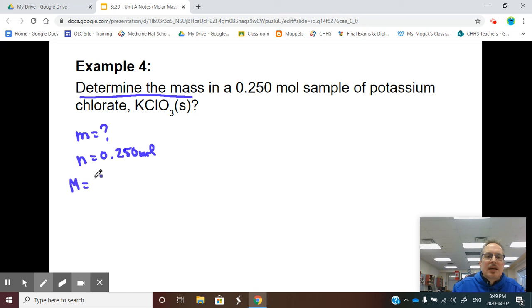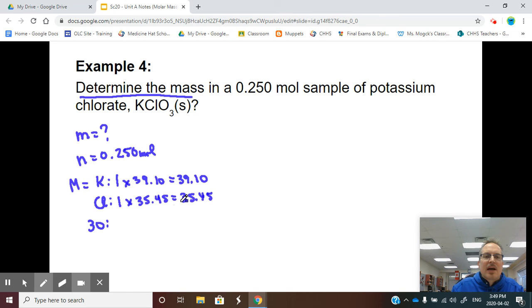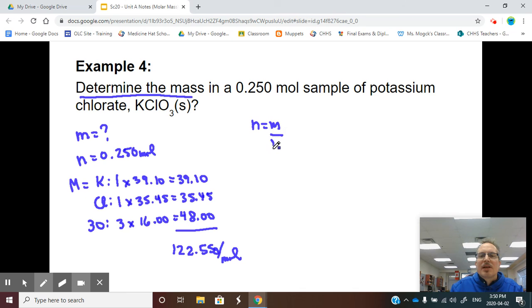Molar mass, we have 1 K, we have 1 Cl, we have 3 O's. So 1 times 39.10 is 39.10. 1 times 35.45 is 35.45. And 3 times 16 is going to be 48. When we add these 3 numbers together, it's going to work out to be 122.55 grams per mole. And so we're going to, again, take the formula out of the data booklet.